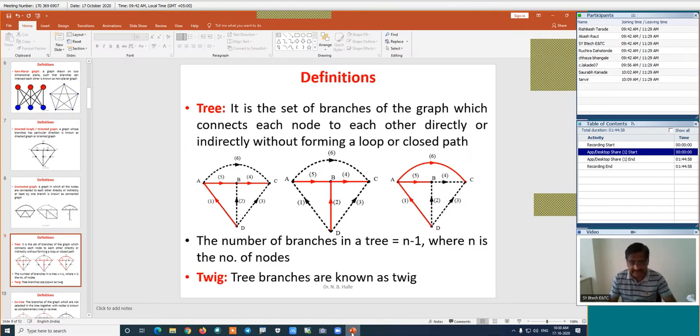And I will take another definition and then I will come back to you. Twig. Tree branches are also known as twigs. Now here, this is also known as twig number 1, twig number 5, twig number 4. This is twig number 5, twig number 2, twig number 4. This is twig number 1, twig number 5, twig number 6. Means another name for a tree branch is a twig. Whenever there is the word twig in a problem, twig number 1, it always means that it is a tree branch.